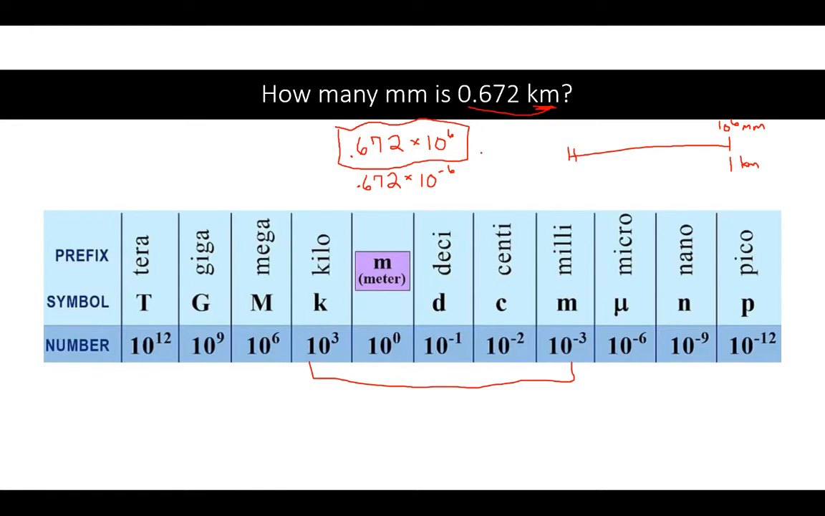So we're going to put this in scientific notation. We would have to move the decimal over so that only one number is in front. Since we're moving it over to the right, we're making this number larger, so we have to make the exponent smaller. So we would have 6.72 times 10 to the 5th millimeters is the same thing as 0.672 kilometers.